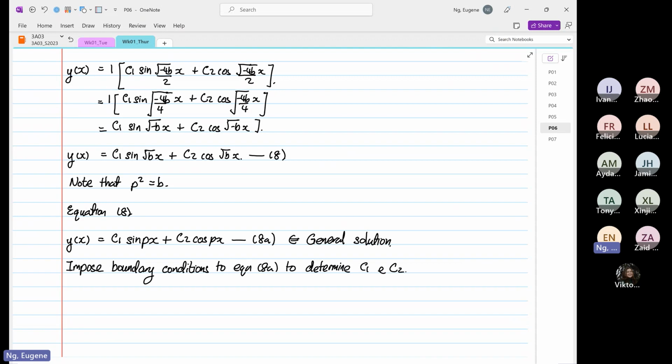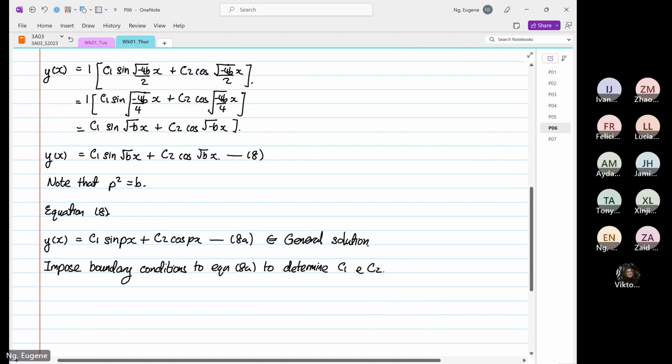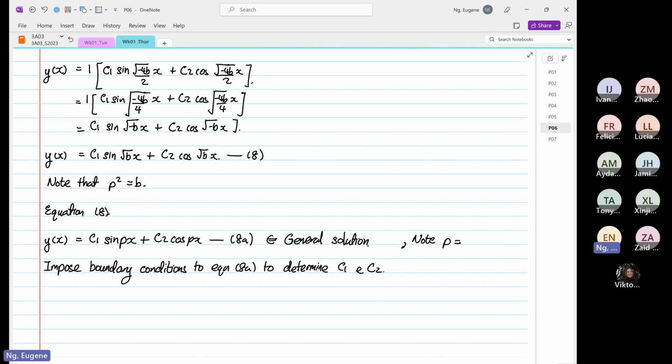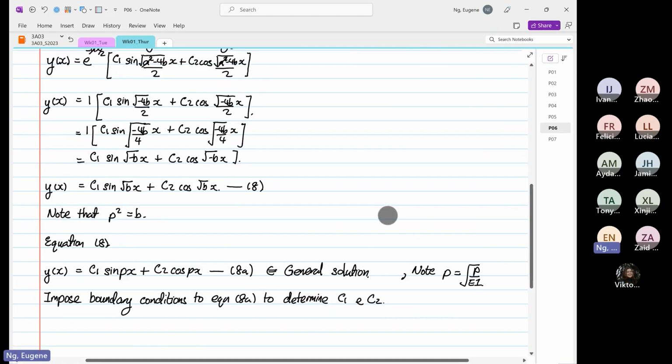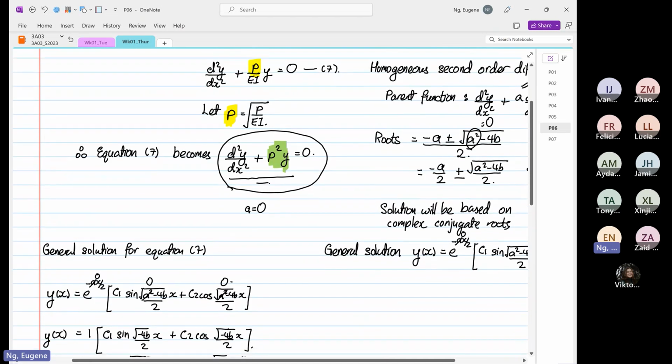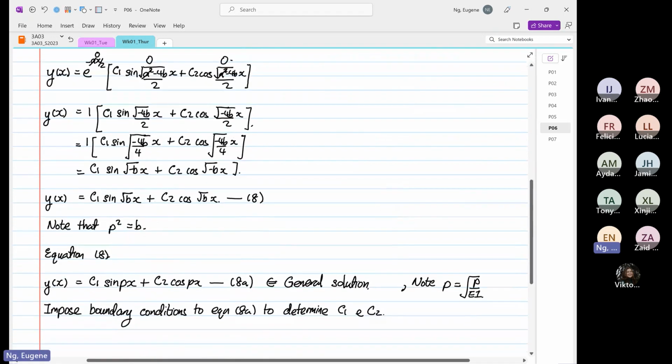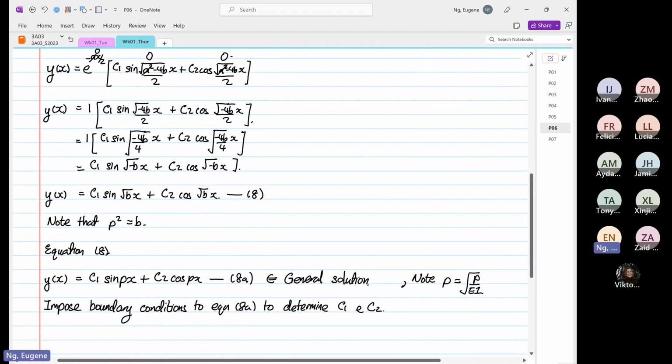Okay, in case we forget, some of you might ask me, Eugene, what is small p? So note that small p is equal to the square root of P over EI. We have done this before. Remember, small p is equal to the square root of P over EI. Now we are going to impose boundary conditions into equation 8a.